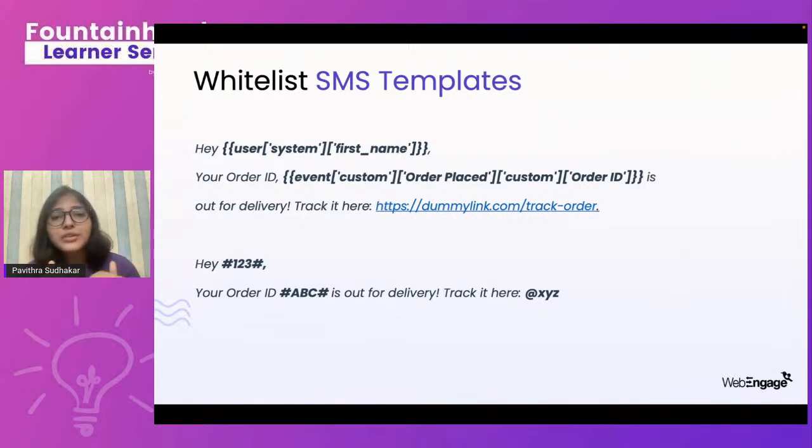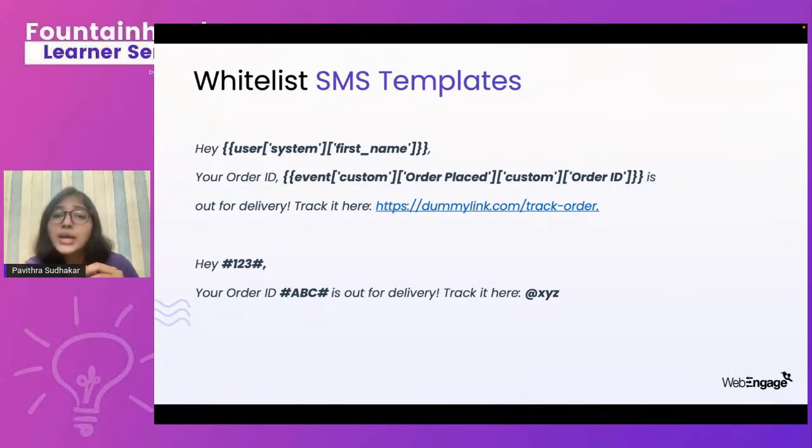But what really matters here, the point that you need to remember, is that depending on which service provider you choose, they will have codes for each personalization element. For example, if I'm talking about Twilio, first name is a personalization token, but Twilio might have it as 123, right?